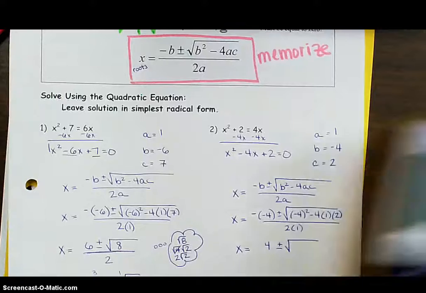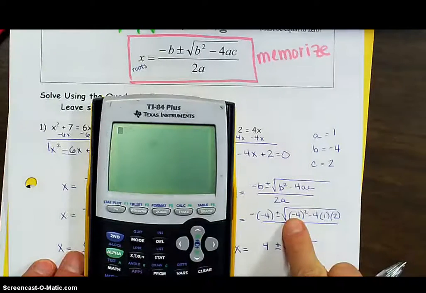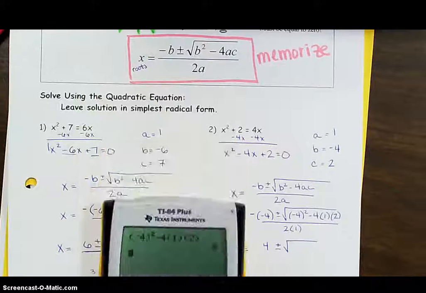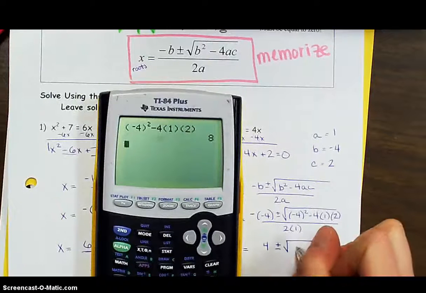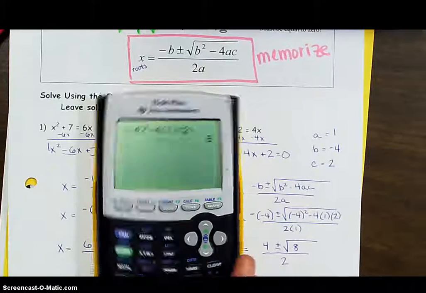Now we're going to use the calculator. We're only going to type in what's underneath the radical. Do not type in the radical here. So we go negative 4 squared minus 4 times 1 times 2. We hit enter. Do we have a positive number? Yes, we do. It's going to be an 8. And then this whole thing is over 2.